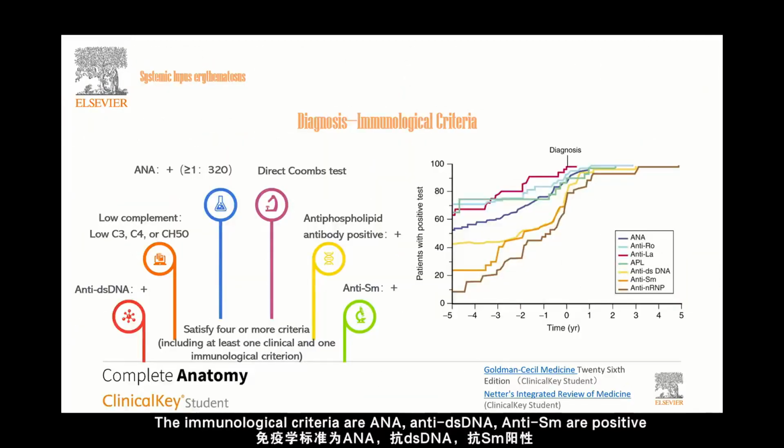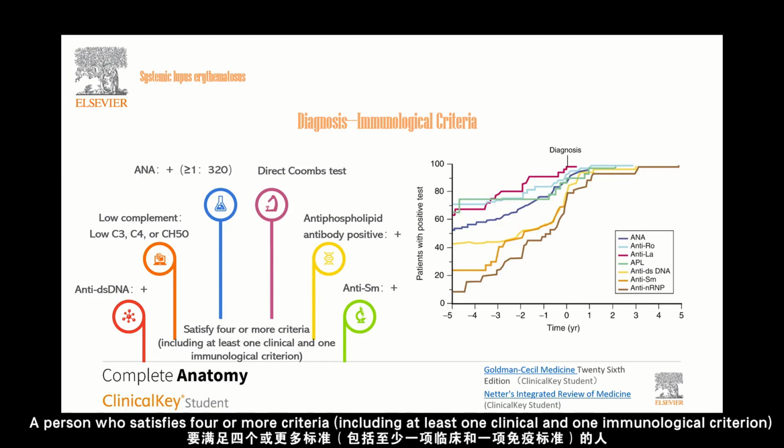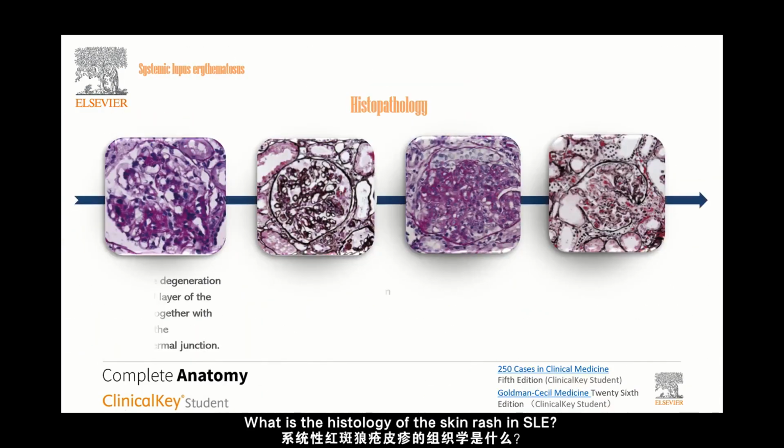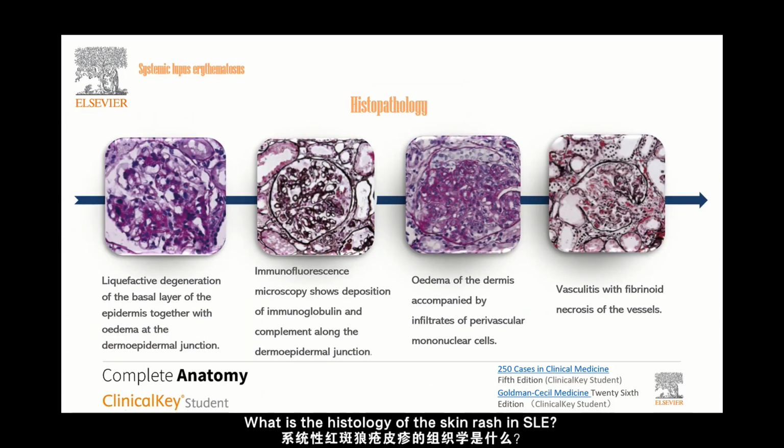The immunological criteria are ANA, anti-dsDNA, anti-Sm positive, anti-phospholipid antibody positive, low complement, and direct Coombs test. A person who satisfies 4 or more criteria, including at least 1 clinical and 1 immunological criterion, is considered to have SLE.